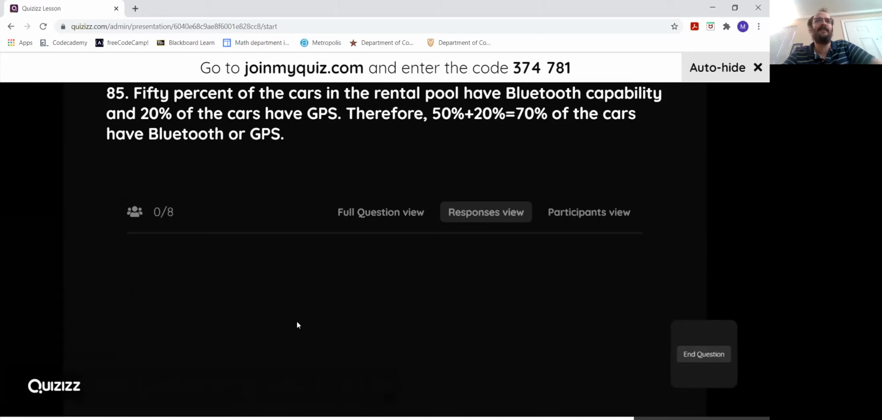All right, so where are we at? 50% of the cars in the lot have Bluetooth capability, and 20% of the cars have GPS. Therefore, 50 and 20 equals, ooh, I like this one. 70% of the cars have Bluetooth or GPS. Is this true? And this one is a little tricky.